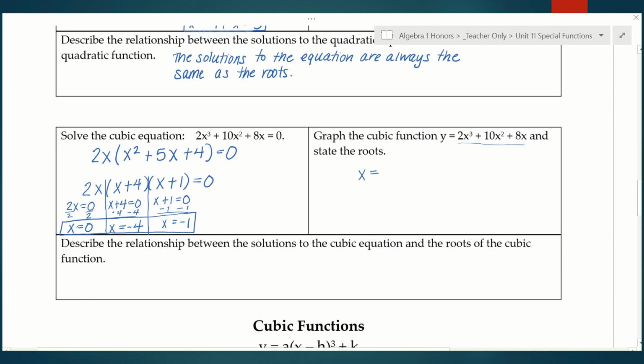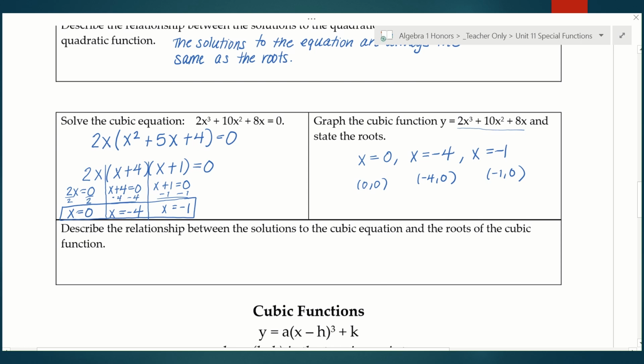All right, so after you've graphed, you should have gotten those same roots on your graph. Okay, so this would have been (0, 0), this would have been (negative 4, 0), and (negative 1, 0). So those were all your x-intercepts.